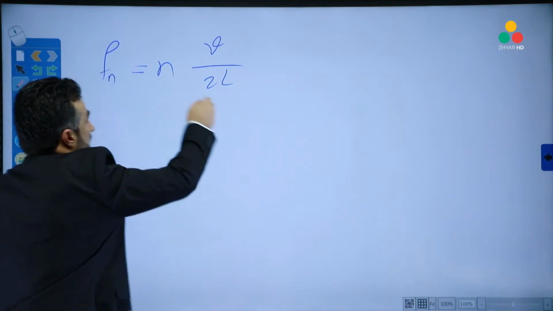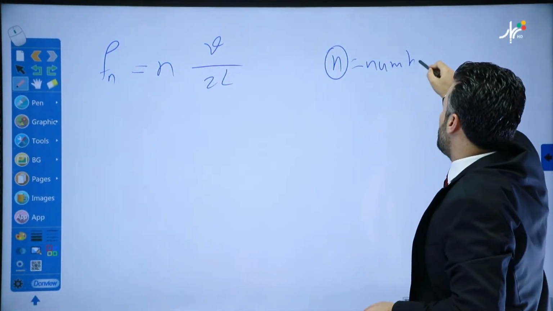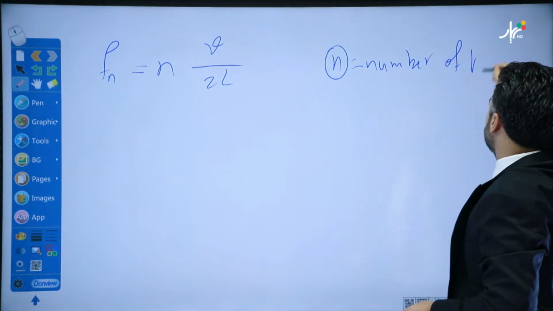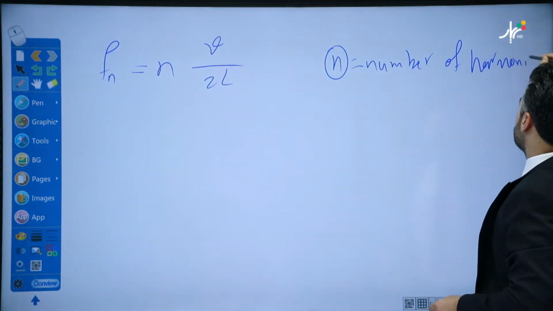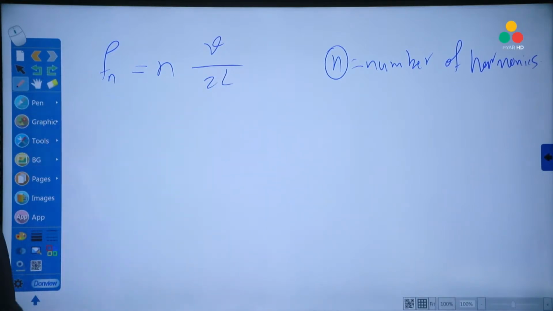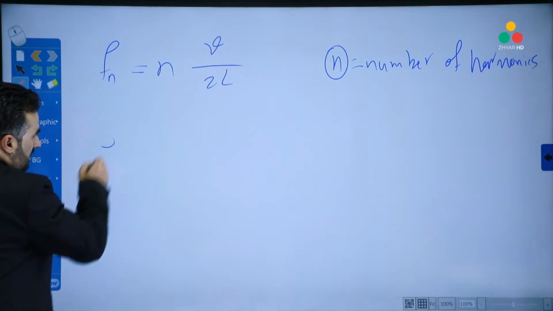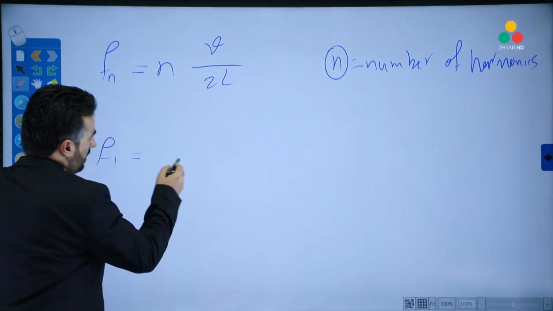So what does this n mean? This n is basically the number of harmonics. So what are harmonics? Harmonics are integral multiples of the fundamental frequency. So we had the fundamental frequency. The fundamental frequency, we said, is equal to what?